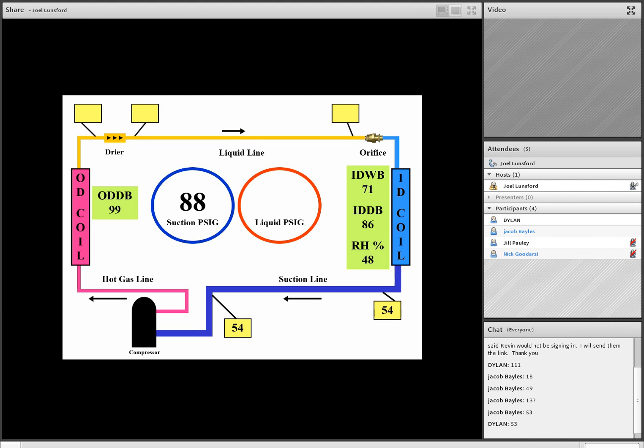In this example, we know our superheat is low because our superheat chart said we needed about 14 with a piston, with an orifice, and we only have about 3 degrees of superheat. So for whatever reason, we have very, very low superheat on the indoor coil. Somebody help me out. If the superheat is low, is that indoor coil flooded, starved, or normal? Flooded. It's extremely flooded for whatever reason.